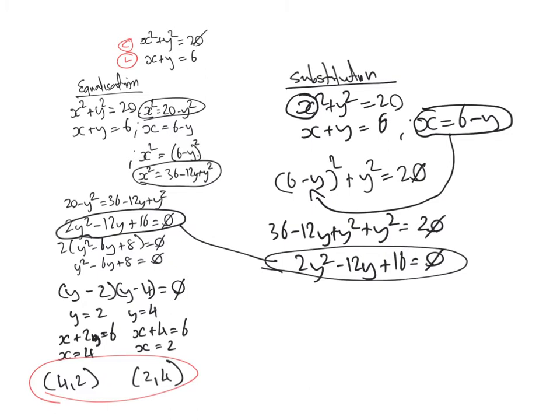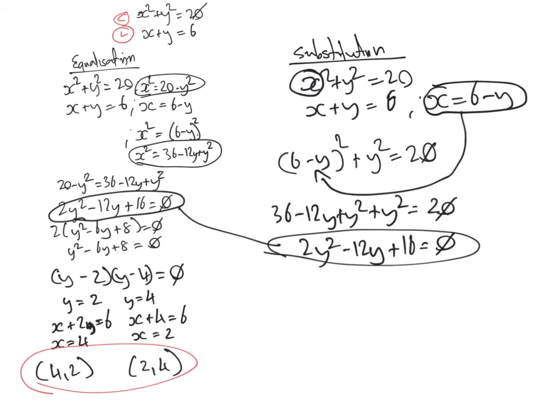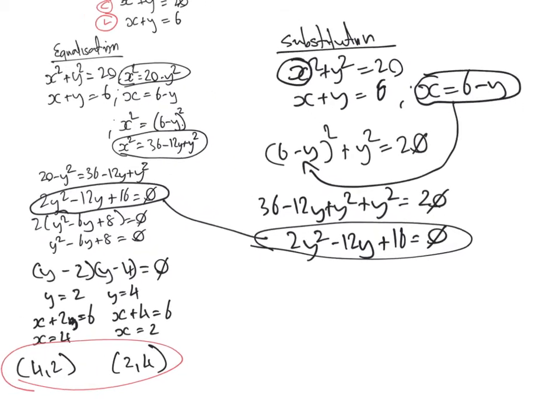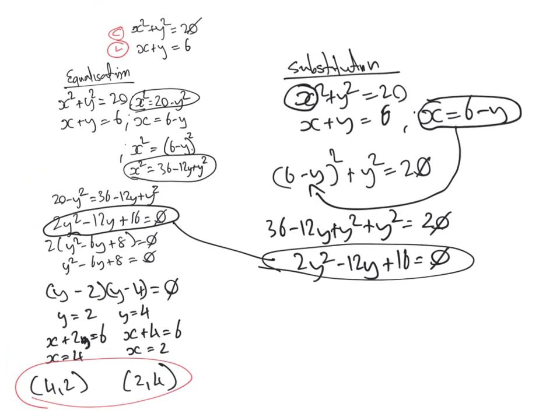At some point you'll ultimately get a quadratic, which is what you're going to have to solve. Sometimes one is easier than the other. Sometimes you can use both of them, and sometimes you can only use substitution rather than equalization, for reasons that you'll see soon. Now, let's check this again using Desmos.